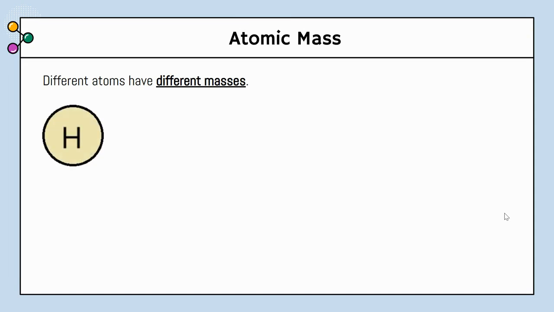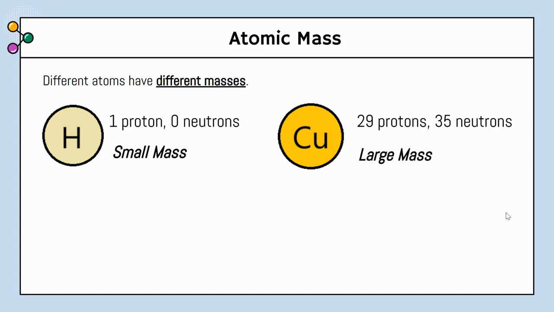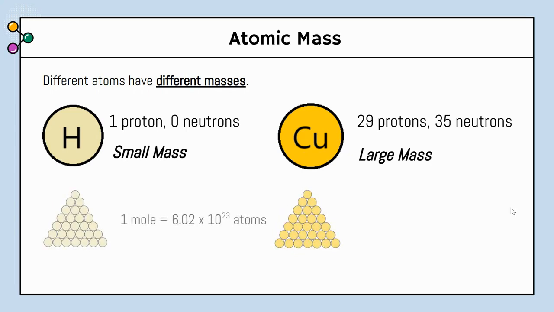If we take an atom such as hydrogen, we'll look at an isotope that has 1 proton and 0 neutrons. This would have a relatively small mass. There's just not a lot of stuff in it. But if we look at something like copper, one type of copper atom would have 29 protons and 35 neutrons. Compared to hydrogen, this would have a relatively large mass. There's much more stuff in it, many more protons and neutrons.